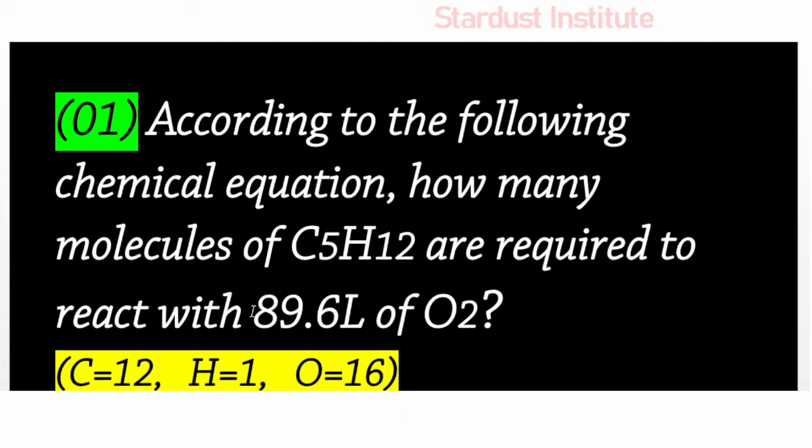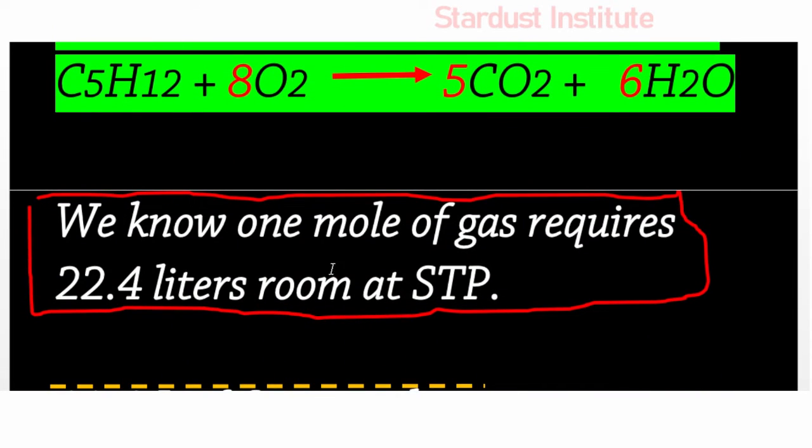Here we have been given 89.6 liters of oxygen. We know 1 mole of gas requires 22.4 liters of room at STP. STP means standard temperature and pressure. That means 1 mole of gas requires a volume of 22.4 liters at STP.